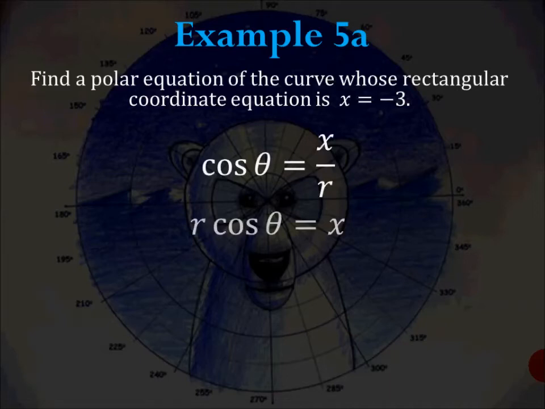All right, we know that x is r cosine theta because cosine theta is x over r. So now we're just going to plug in negative 3 for x. Hey, look at that, we're done. r cosine theta equals negative 3.